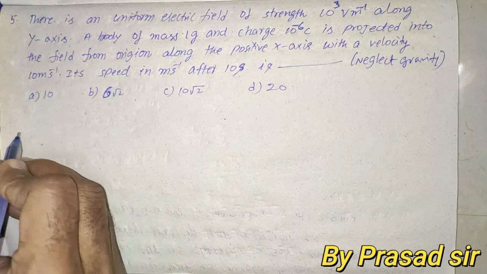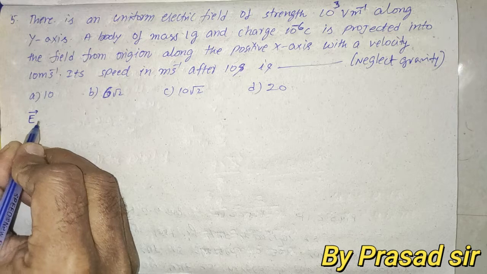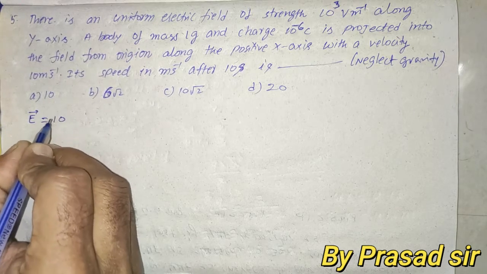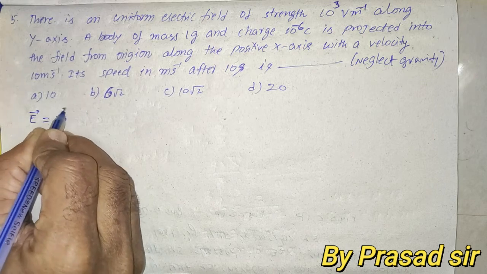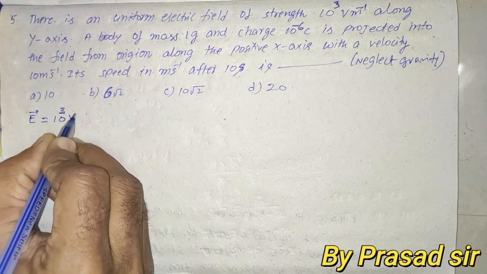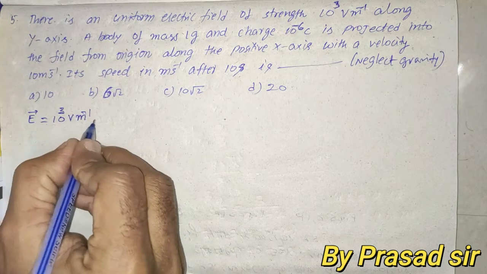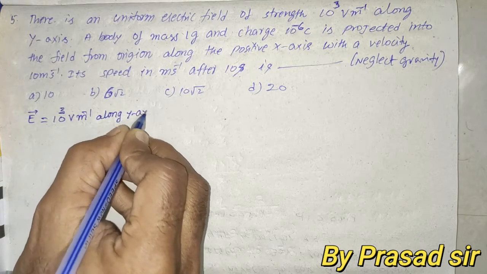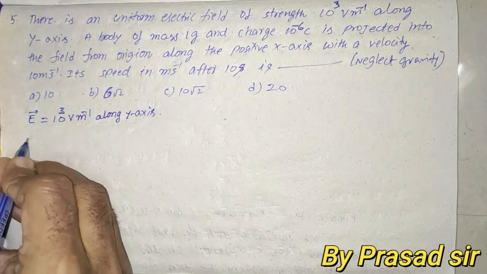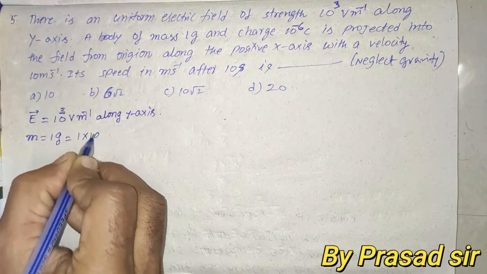To solve this one, first of all, what are the given values? The electric field is given, that is 10 to the power of 3 volt per meter along the y-axis. These specifications are very important. And mass is given as 1 gram. Convert it into kilograms.